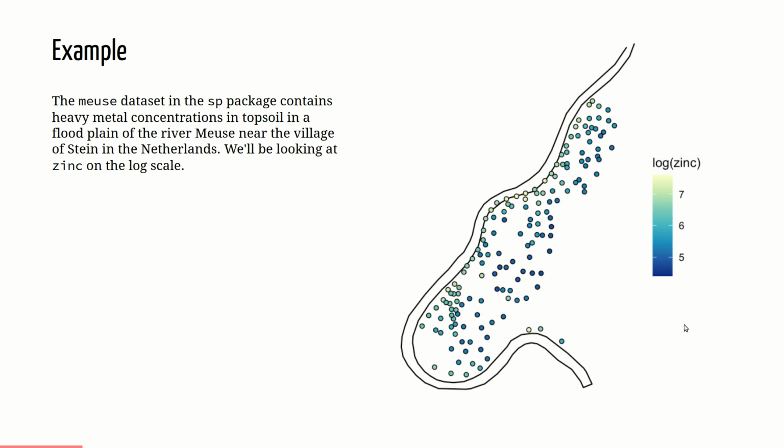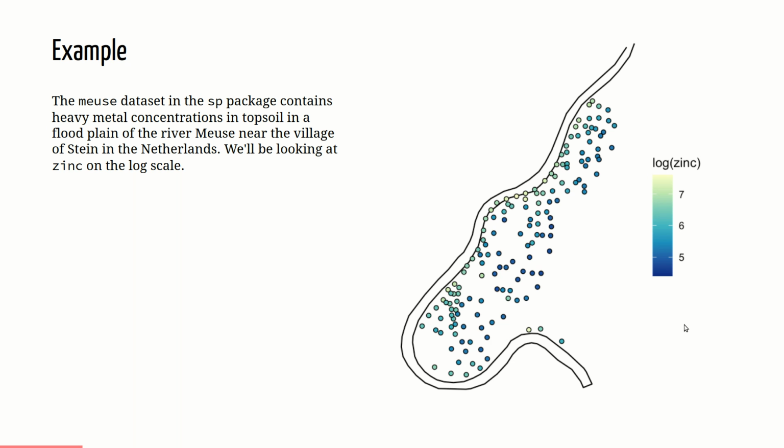The example that we're going to use is on heavy metal concentrations in topsoil near a river, the River Meuse, near the village of Stein in the Netherlands. This is quite a famous data set. It's in the sp package. You can grab the data there, and it contains concentrations of a bunch of different heavy metals, and we're going to be looking at just one of them, which is zinc. The measures vary a great deal, and so we're going to look at them on a log scale to sort of compress the skewness of that data.